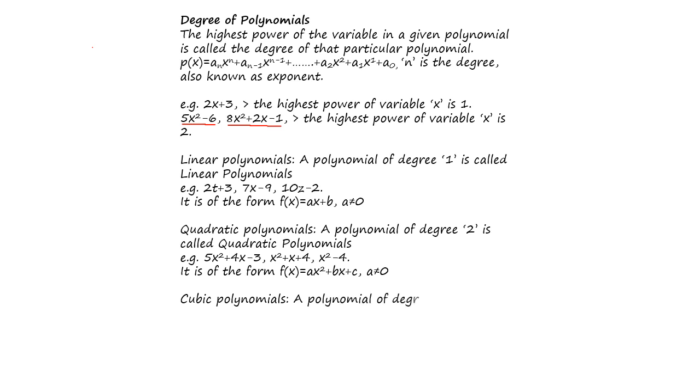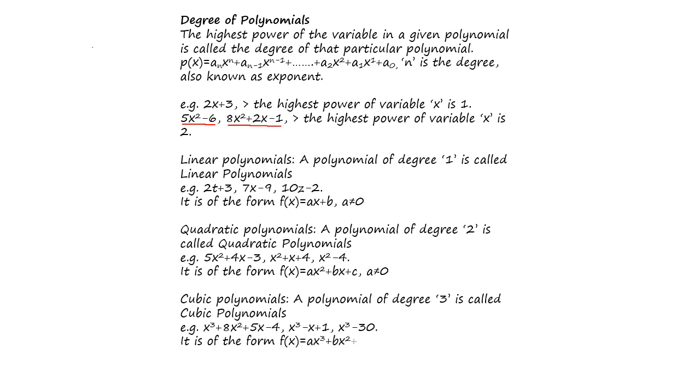Cubic polynomial. The polynomial in which the highest power of the variable is 3 is called cubic polynomial. For example, x³ + 8x² + 5x - 4, x³ - x + 1, x³ - 30, these all belong to cubic polynomial. It is of the form ax³ + bx² + cx + d, where a cannot be equal to 0.